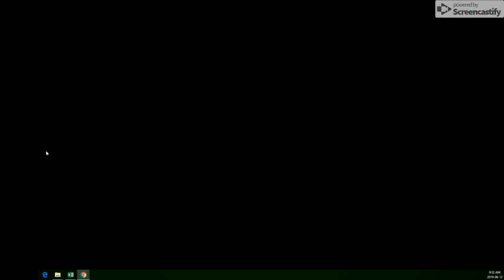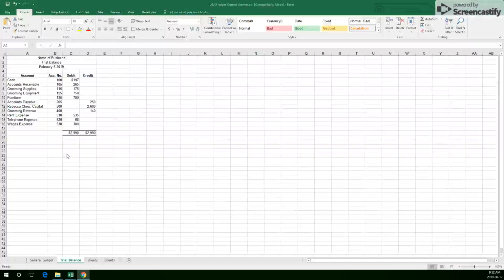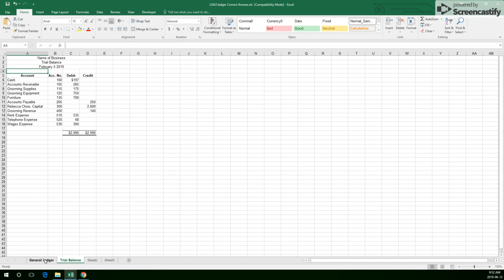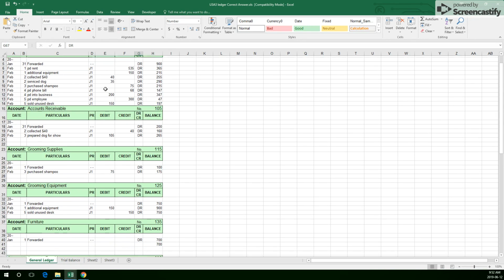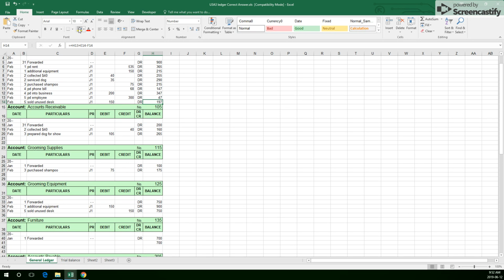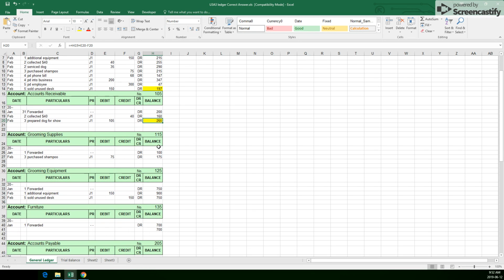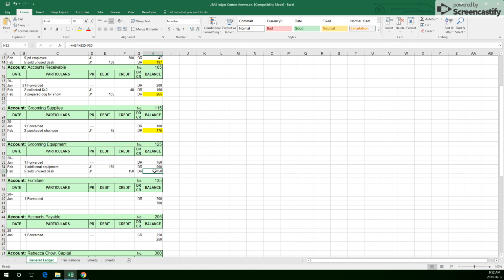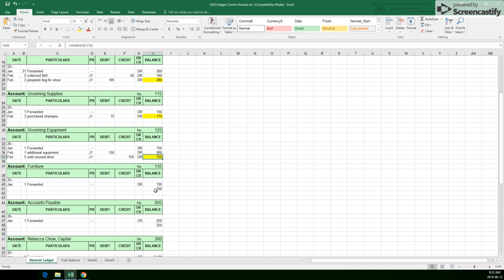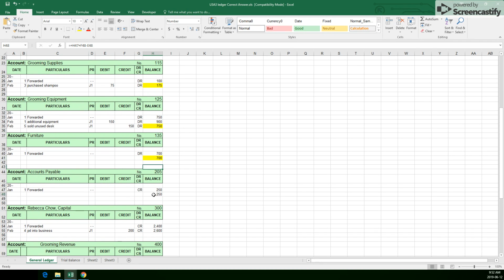Hi there. Again, it's part 2 of the Unit 3, Activity 3, Assignment 1. What this is trying to show you is your general ledger, and these are the balances that you should be having in each of the accounts. I'm just highlighting a few of them so that you can see how the balance is determined and where it comes from.